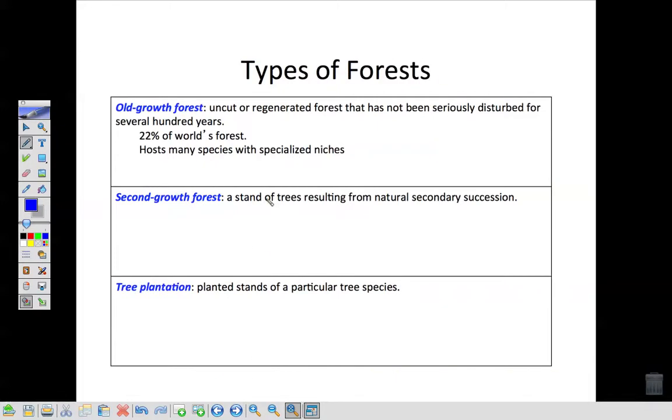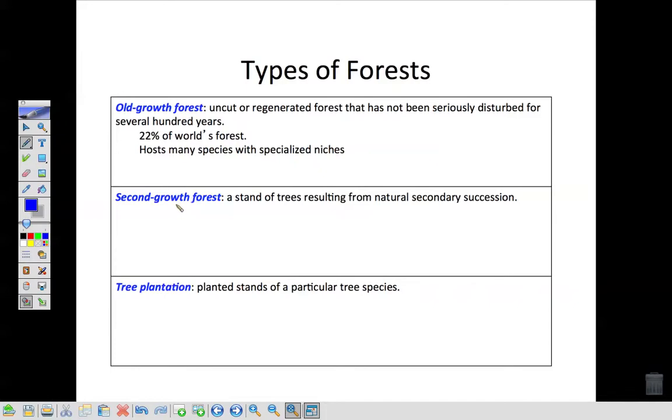So there are a few types of forests that we'll speak about. First is old growth forest. So this is uncut, or regenerated, forest that has not been seriously disturbed for several hundreds of years, right? So we have very few of those here on the East Coast, right? But there's tons of them, like the redwood forest, things like that, out west, where you'll see trees that have a trunk so big that a car could fit through. Those are those amazing things that we don't see on this side of the country.